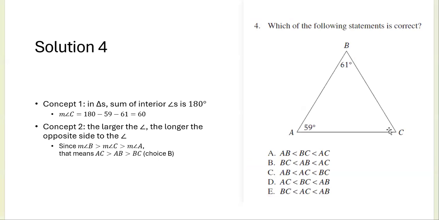And then the second concept this is trying to test is the larger the angle, the longer the opposite side to the angle. Okay? So angle A is the smallest, so the side opposite to it, BC, would be the shortest side of the triangle. And then 60 was next, so AB is the second shortest. And then this is the biggest, angle B, so the side opposite to it, AC, is the largest. So choice B.